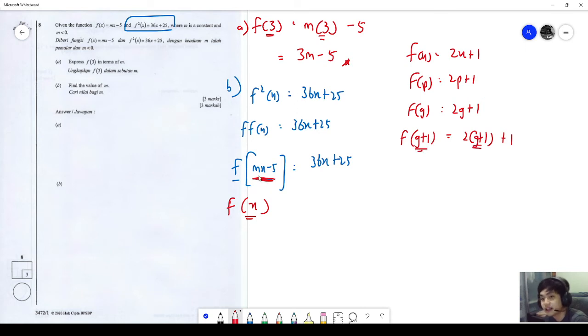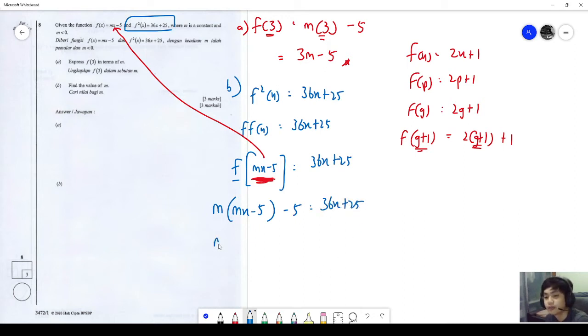So in this case, x is now mx minus 5. So this is going to go inside here. To make that happen, we have m(mx minus 5) minus 5 equals 36x plus 25. So we have m squared x minus 5m minus 5 equals 36x plus 25.